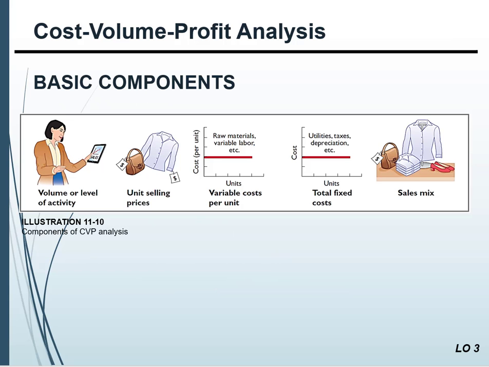So what is it that we need to know? We need to know our activity level, right? We need that activity index. We need to know the unit selling prices. We need to know the variable cost per unit. We need to know the total fixed cost, again remembering the difference between variable and fixed. For our mixed costs, we need to be able to segment those. And of course, we need to understand the sales mix of our products.